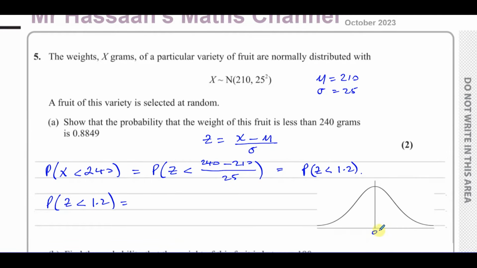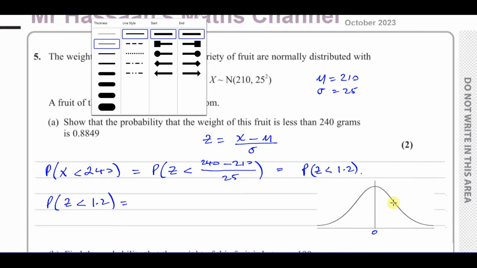This is the negative Z side, and this is the positive Z side. Positive Z side means you're above the mean. Negative Z side means you're below the mean. So 1.2 means we're above the mean, which makes sense because it's saying show that the probability that the fruit is less than 240 grams is 0.8849. That's an area which is greater than half the area, and you'll see in a minute what I mean by that.